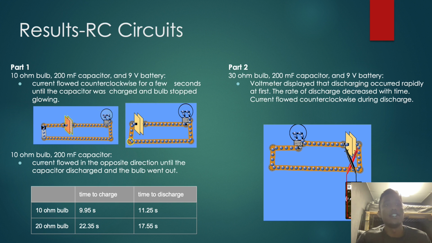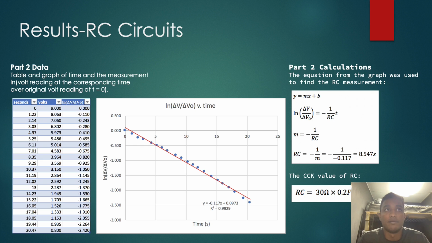Below, you can see the data from both of these setups. In part 2 of this lab, we used a 30 ohm bulb as well as a capacitor and battery. Here, our voltmeter displayed that the discharging occurred rapidly at first. Then the rate of discharge decreased with time. Current flowed counterclockwise during this discharge.